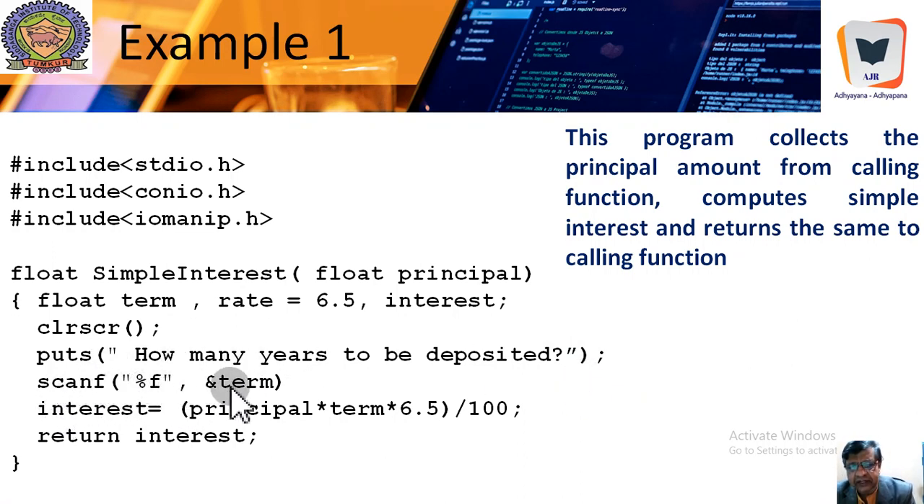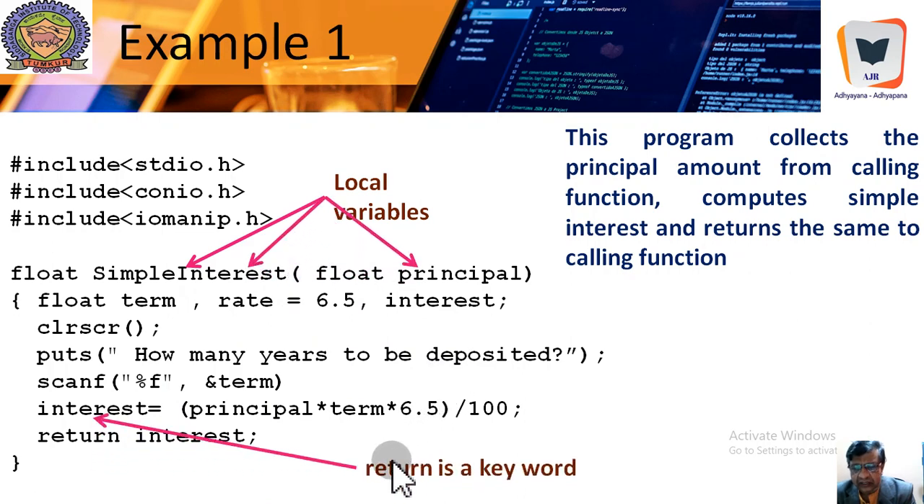So scanf("%f", &term) is read, interest is principal * term * 6.5, that is divided by 100 in order to make it 6.5%. Principal has been supplied from the calling function. So it will calculate the interest and promptly return the interest to the calling function. These are local variables, the term, rate and interest, and return is the keyword.